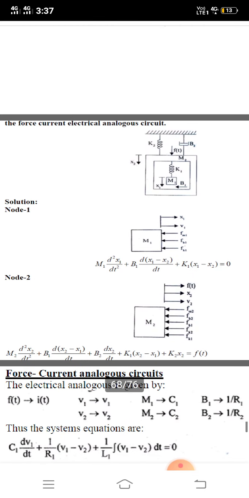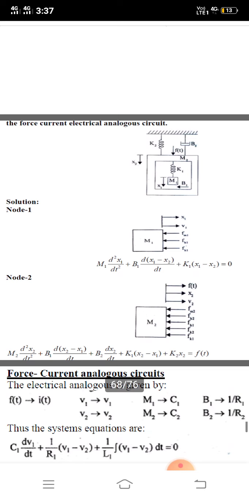The problem does not say it is a mechanical translation system, but we have to identify that it is a mechanical translation system. How? It contains two masses M1 and M2, two springs K1 and K2, two dashpots B1 and B2, and displacement and force, all related to mechanical translation. So this problem is exactly a mechanical translation problem with the analog of an electrical system. So we immediately begin with the mechanical translation steps.